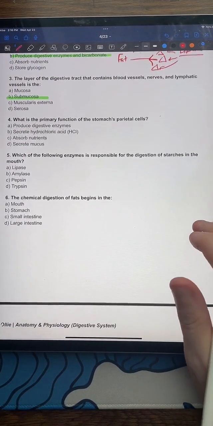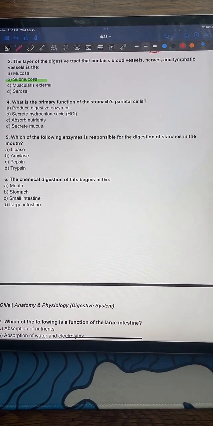All right, moving on to number 4. What is the primary function of the stomach's parietal cells?